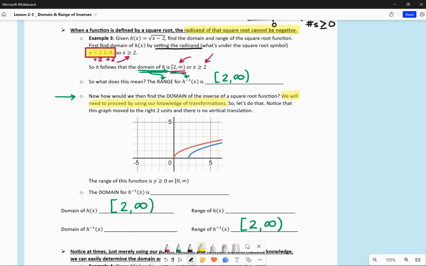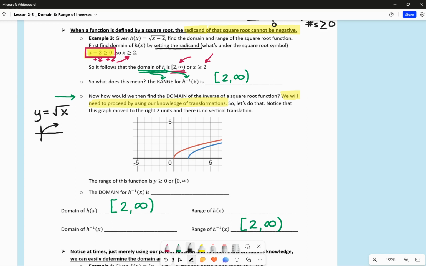So let's do that. Let's review. If you look at this little picture here, by the way, you do need to recognize your parent functions, okay? For instance, the square root function, the one we're doing right now, y equals square root of x, I need you to remember that that graph looks like this. It always starts at 0, 0, and it shoots out.